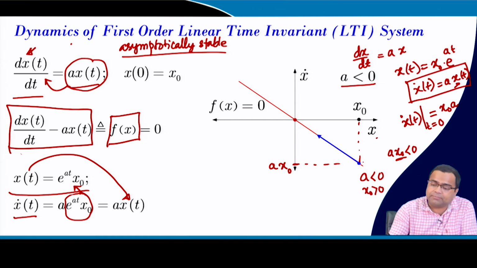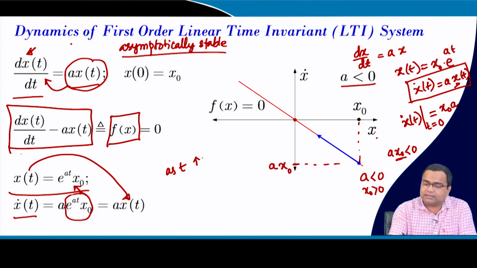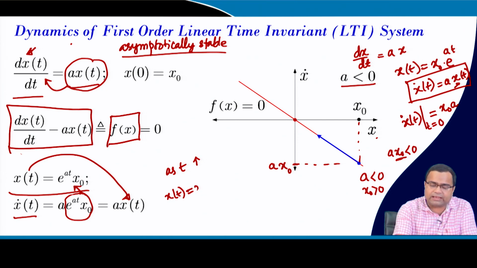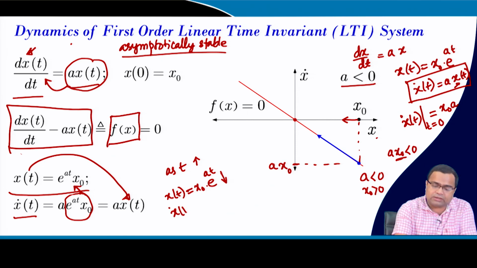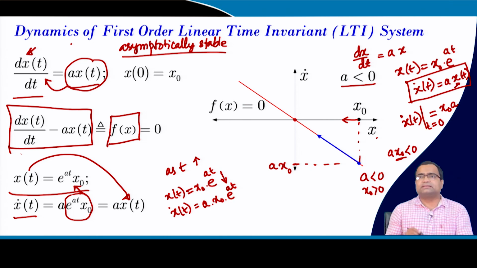Then as time increases, that means as t increases, what we will find is that x of t, which is nothing but x0 into e to the power at. Since a is negative, this quantity will decrease, right. So, this quantity will decrease in this direction. What about x dot t? X dot t, if you write, it is simply what we have obtained, a into x0 into e to the power at, right. It is simply like this.